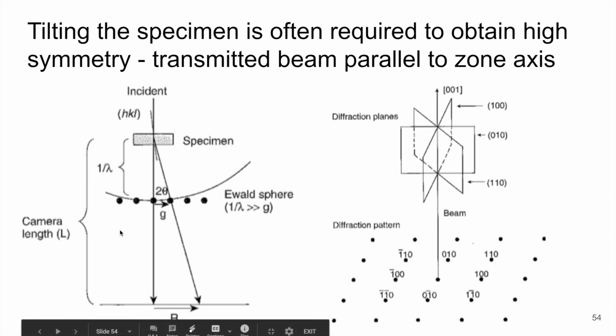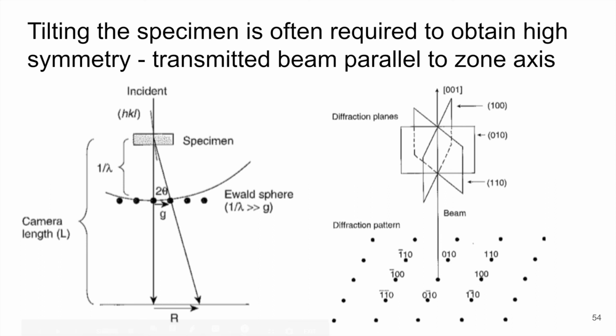And so those single tilt and particularly double tilt sample holders are very important in order to get this high symmetry that we have, in order to get the beam parallel to that zone axis. So tilt, when we're talking about these diffraction based techniques like SAD or phase contrast, really relies on tilt of the sample in these sample holders.